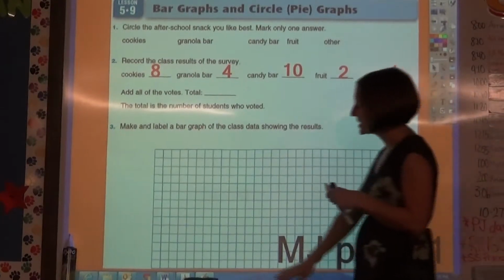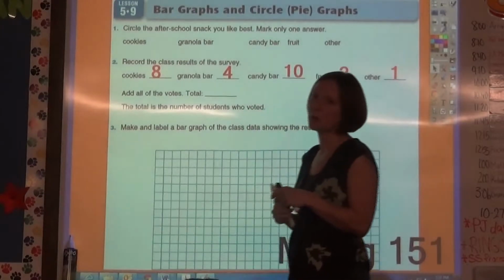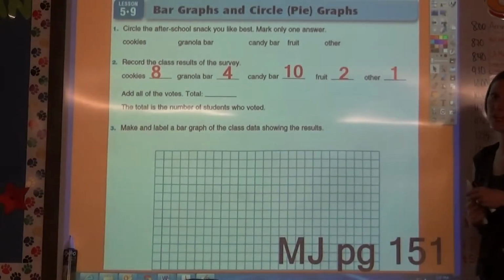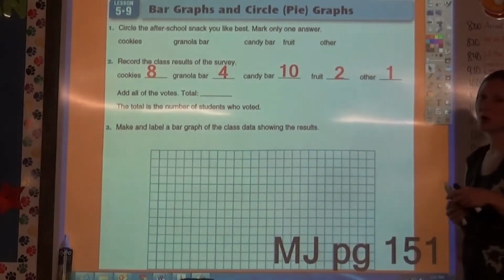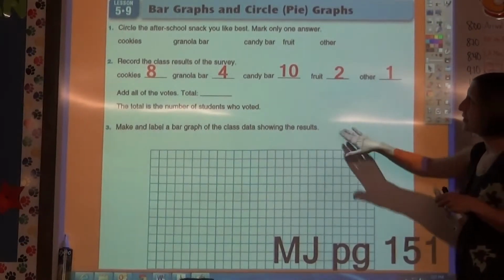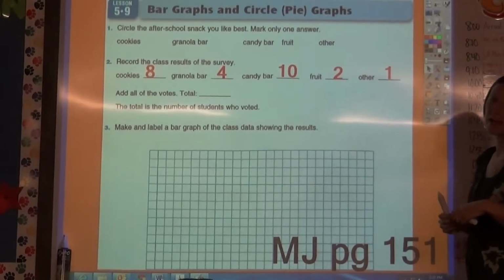And so you'll need to decide your scale. Will you count by ones or twos or fives or tens? Okay, our biggest number here is 10, so you could probably count by ones for this one. And then think about what it is we're talking about and give a title for that bar graph.